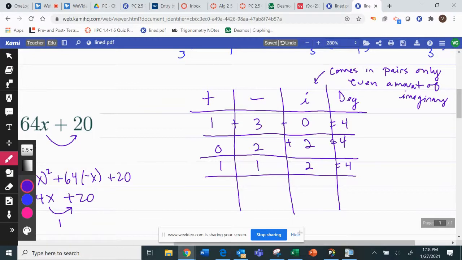Are there any more with 2s? Or is that it for the 2s? I'm sorry, 2 imaginaries. So then I think you guys said 0, 0, 4. Is that what you said? That would work also, 0, 0, 4.